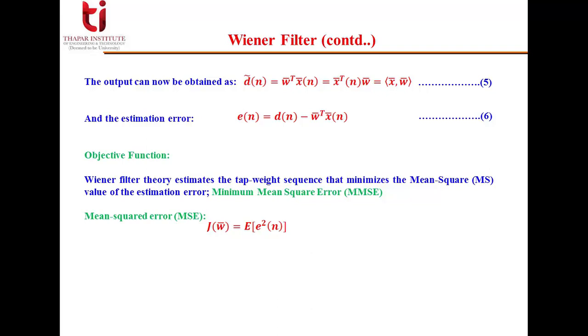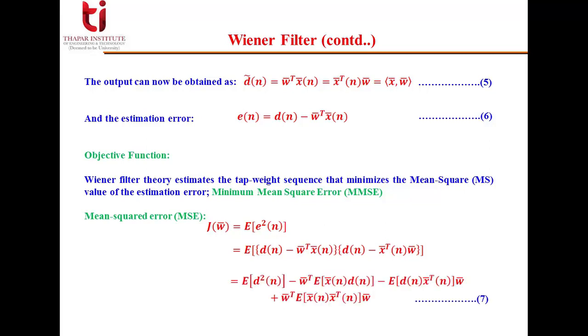Now if we substitute in this the value of e n from equation number 6, it will be such an equation: expectation of d n minus w vector transpose x vector n, times d n minus x vector transpose n w vector. If we multiply both these terms, you will get equation number 7 in this form. So it has three or four terms. Now we will discuss each term individually, what the first, second, third and fourth terms represent.